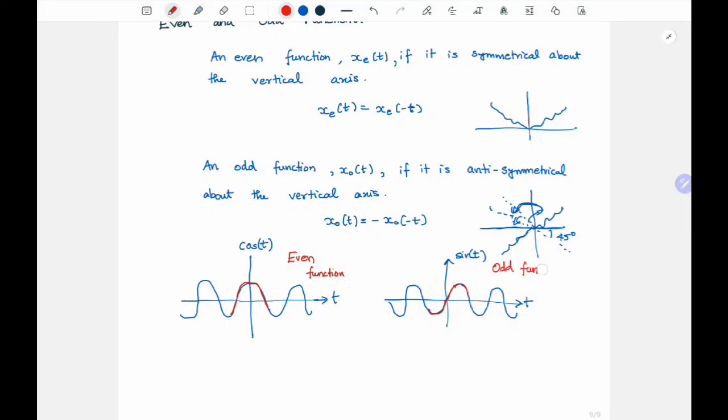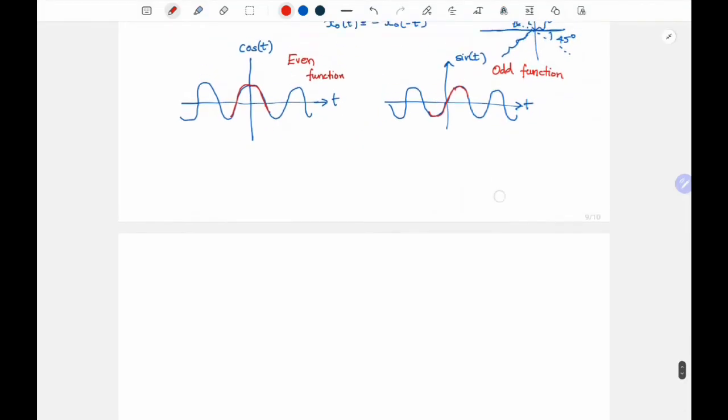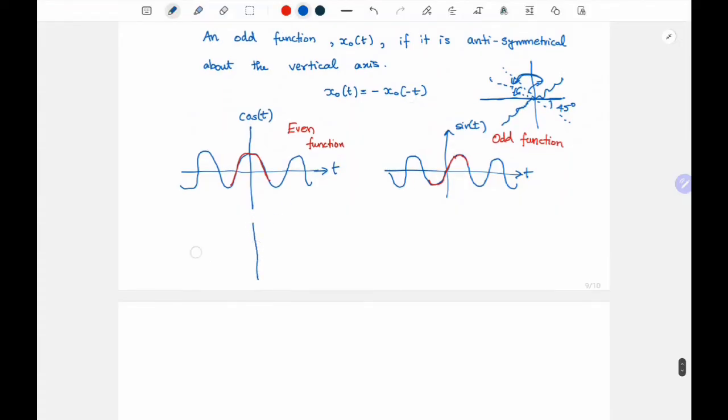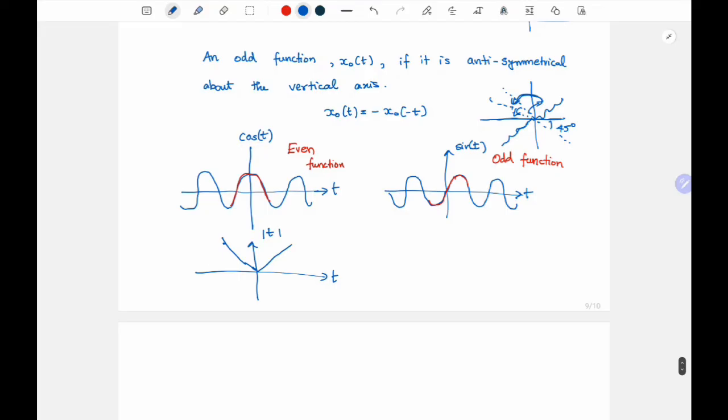Another example, if you want, you have mod t. How does it look? It's like this, right? So both sides are symmetrical. And it should be symmetric everywhere, not just in a particular place, not just say -1 to 1. It should be in the entire range from 0 to infinity and 0 to minus infinity. And on this side you have t itself. So it is like this. Here it is 0. You can see this is antisymmetric and it is an odd function.